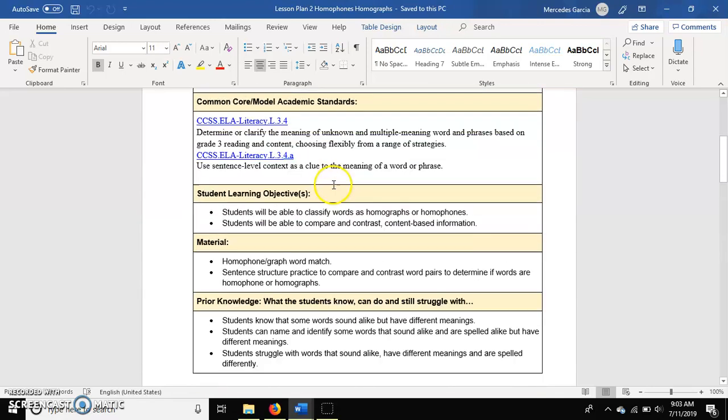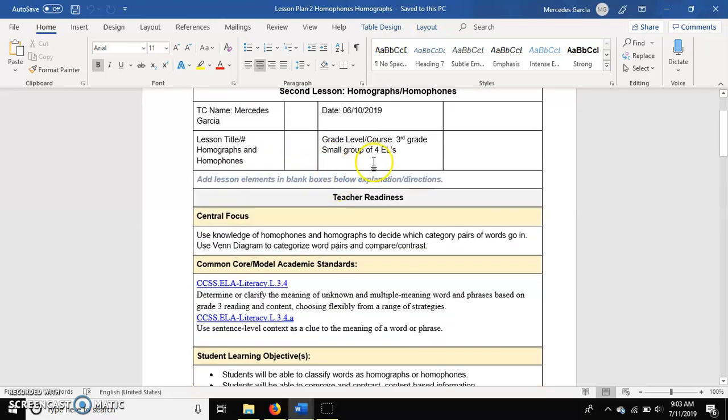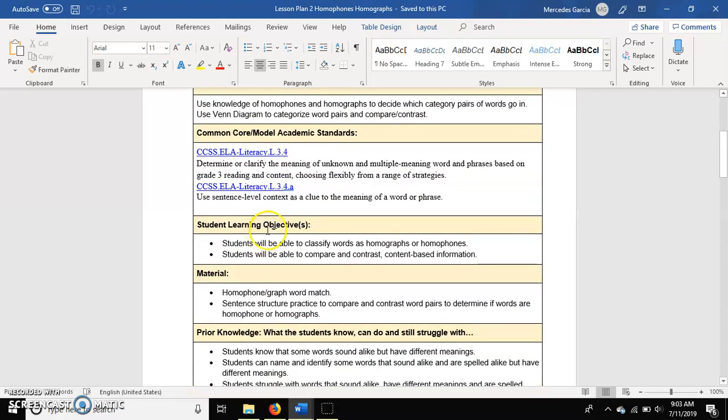And of course I failed to mention this is all a small group of 4 ELs.